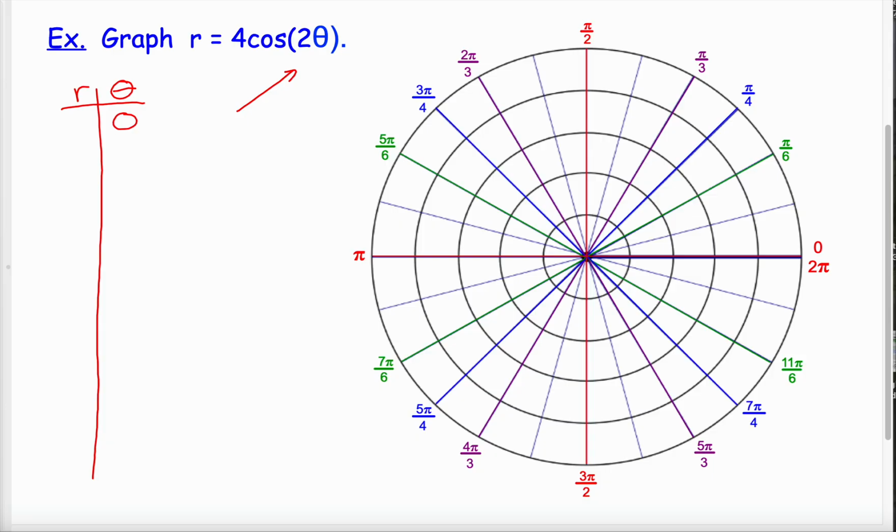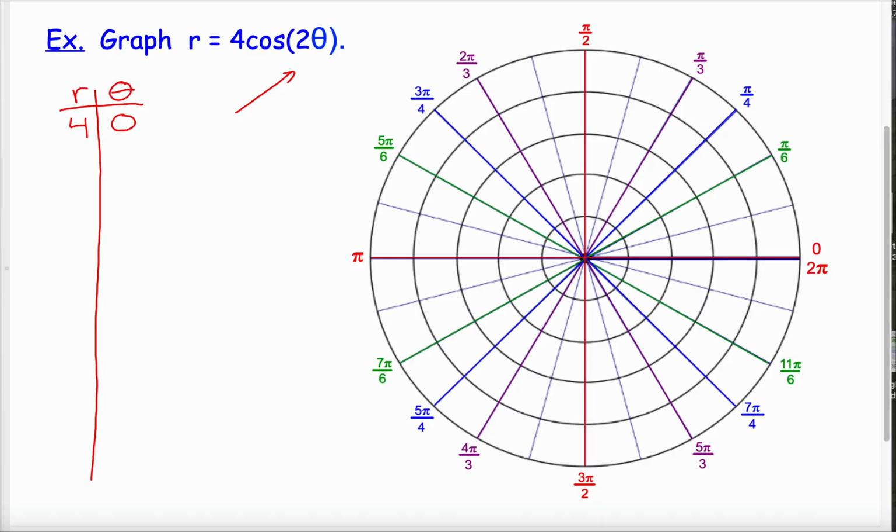So I'm going to plug in 0 for theta, multiply by 2, I still get 0. What's the cosine of 0? 1 times 4 is 4. So our first point is 0, 4. And we are well on our way. Well, not yet. So what should I do next? How about pi over 6? And then I'm going to plug that into theta, and I'm going to double it, which gives me pi over 3. And then the cosine of pi over 3 is 1/2 times 4 is 2. So I'm going to get r equals 2 at pi over 6.